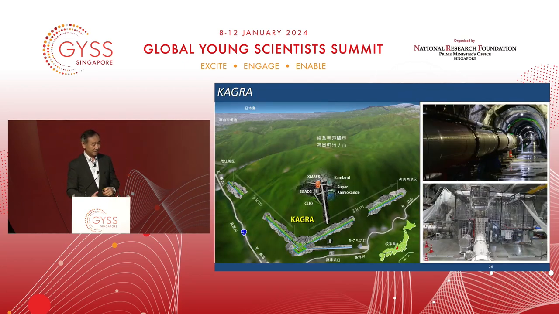KAGRA is a very large laser interferometer located underground, in fact, in the same mountain as Super-Kamiokande. It has about 3 kilometer by 3 kilometer arm length, a very long, very big, and very complicated interferometer. This project was approved in 2010, and I have been saying that we are going to start the serious observation from the spring of this year.